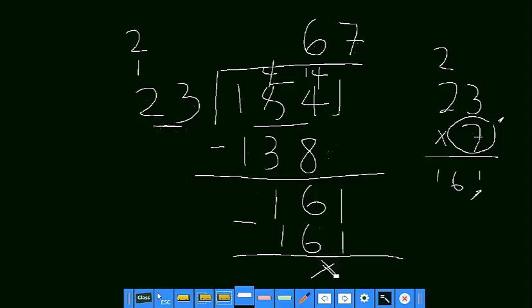So 1541 divided by 23 will be equal to 67.